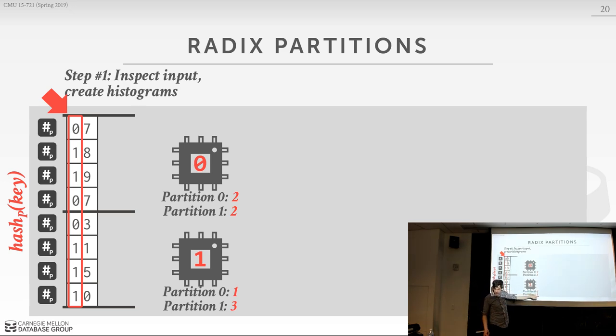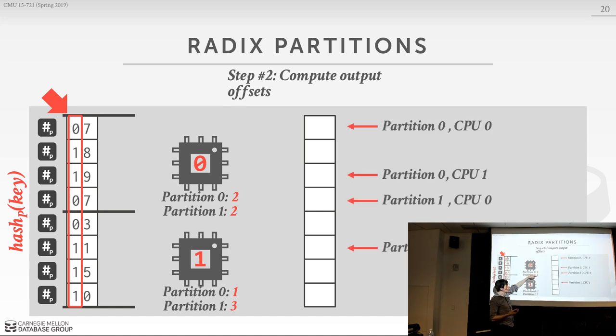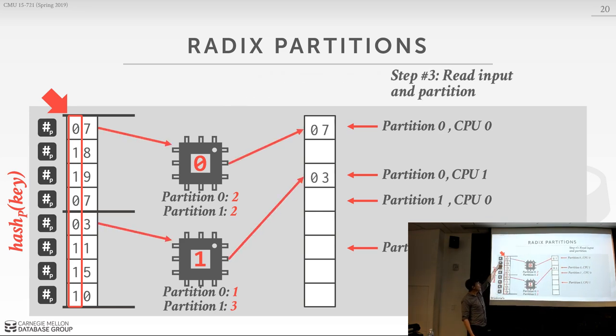So now we compute the prefix sum based on these histograms. We're just going to go in order, starting with two, two, one, three, and compute the prefix sum of this, and that's going to tell us, for a given partition at a given CPU core, where they should start writing the keys into. So starting with this one here, this one writes 07 into here because this is at position zero, and partition zero at offset zero writes into here. This one was at partition zero at offset 2, so it ends up writing here for partition zero, sorry.